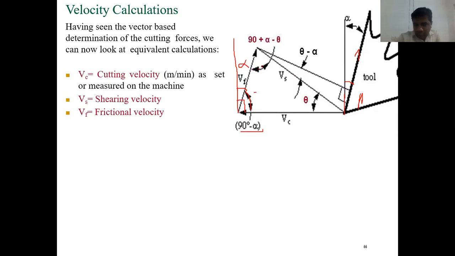Similarly, one more angle is there, right? When this is 90 minus alpha, this is theta. The total of the angles in a triangle is 180 degrees. So if you want to calculate this angle, it is 180 minus (90 minus alpha) minus theta. You remove from 180 this angle as well as this angle, and you get this angle. 180 minus 90 is 90, and the minus becomes plus, so plus alpha minus theta. So this angle is 90 plus alpha minus theta.